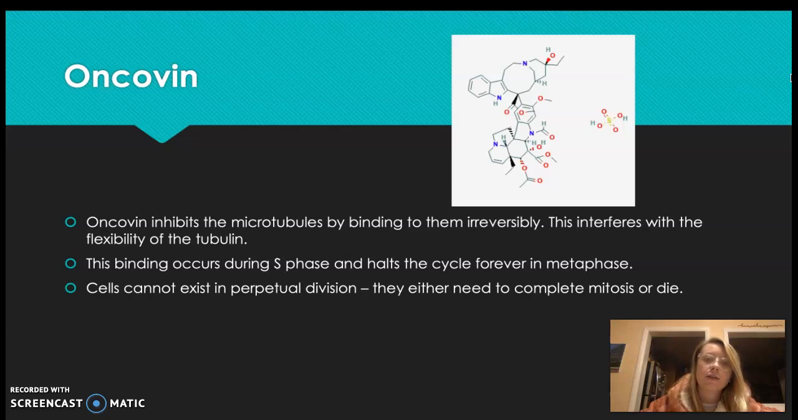This binding occurs during S phase, and it halts the cycle forever in metaphase. And cells can't exist in perpetual division state. They either have to complete mitosis or die. So once oncovin attaches itself to the microtubules, the cell is going to die. And that is how oncovin can help treat cancer.